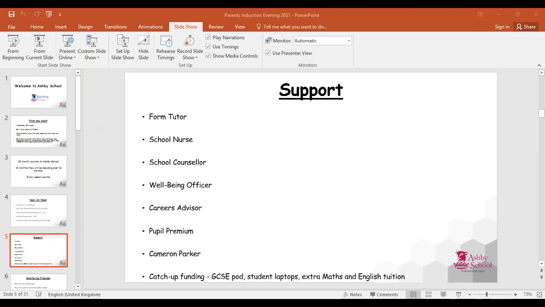There was information in the induction booklet that was sent out a few weeks ago, and Miss Tolley had put together a page about pupil premium. So please make sure that if you are eligible, you are claiming for that, because it is a sizable amount of money that can be used to support your child whilst they're at Ashby School.